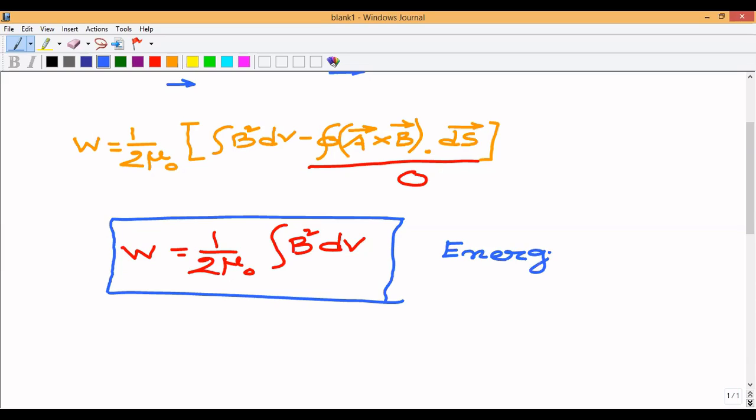Energy density means what is the amount of energy stored per unit volume. Hello, are you hearing me? Yes sir. Okay, energy density, it is b square by 2 mu naught.